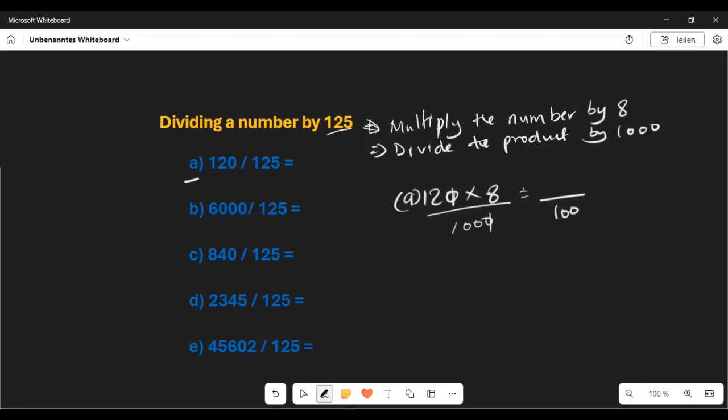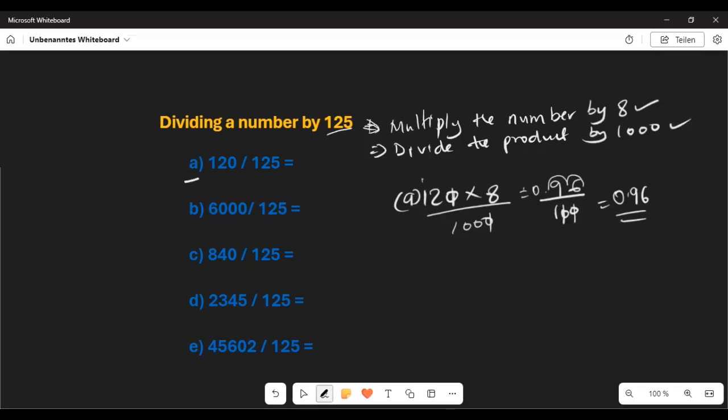So we know 8 multiplied by 2 will give us 16. We carry 1, 8 multiplied by 1 will be 8, plus 1 is going to give us 96. Now if we divide that by 100, we move 2 decimal places. So our answer is going to be 0.96. Easy, just because you know the 2 steps that you have to follow. That makes work easier.